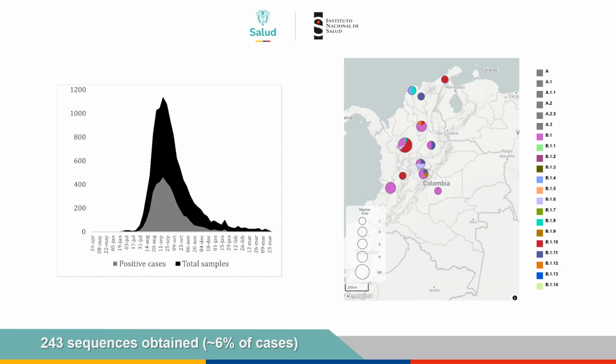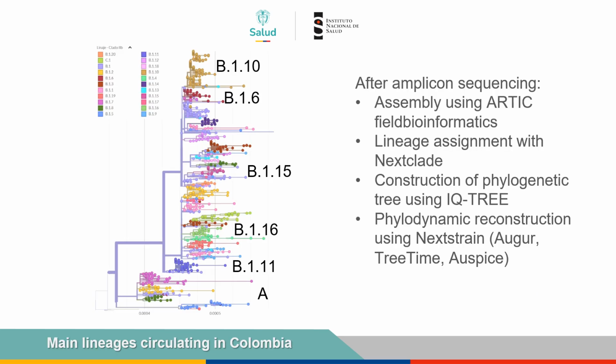Through the collaboration from the National Genomic Characterization Program, we obtained 243 sequences from this outbreak, which was about 6% of the total positive cases. A very high number considering the amount of sequences required for genomic surveillance. Most sequences were obtained from larger cities where the outbreak was more important.